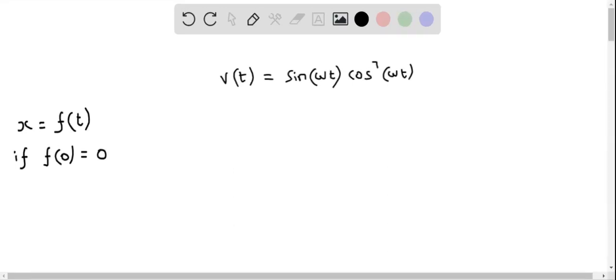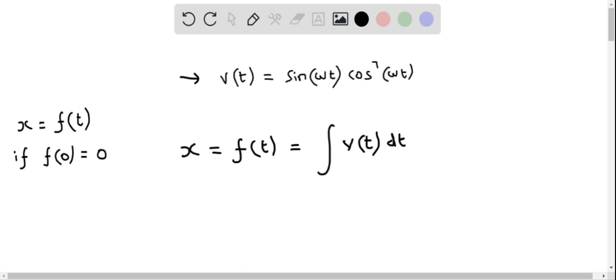We now find the position function of the particle given its velocity function. That is, v of t is given as sine omega t times cos power 7 omega t. So let's see how to find the position function. We write down the position function, that is x equals f of t, and this is basically the integral of the velocity function. So we put the integral of v of t dt.